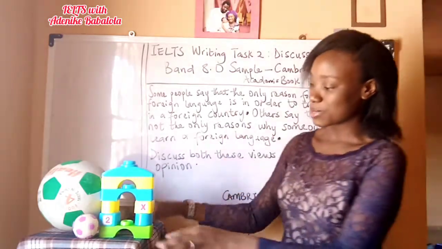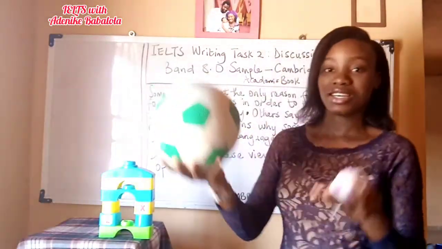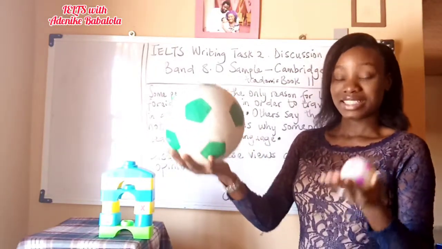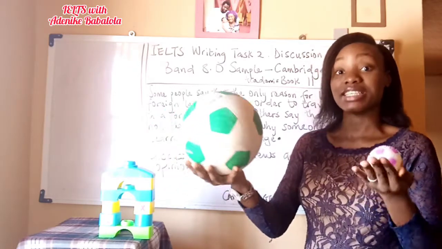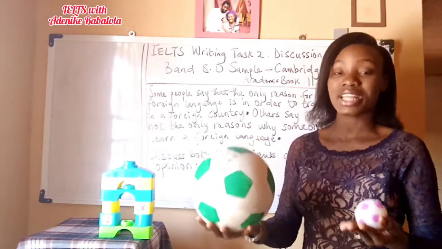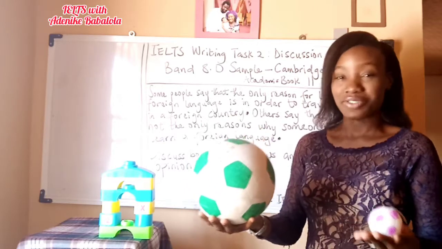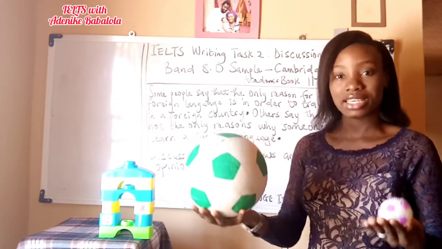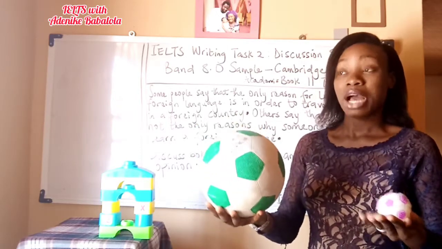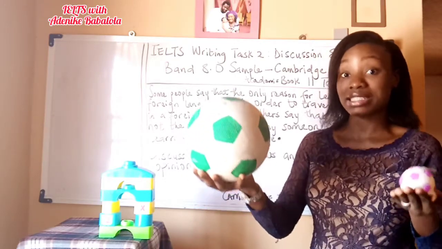Okay, so let's get into the play part of this. So you can see these two balls. You have the big and the small. These are like the two different groups that you have in a discuss both views kind of question. In the IELTS Writing Task 2, you know that we have 5 essay types. One of them is the discussion essay, which happens to be very common. I think if you check the Cambridge IELTS Book 12, out of 4 tests, 3 of them have discussion essay questions in the IELTS Writing Task 2.